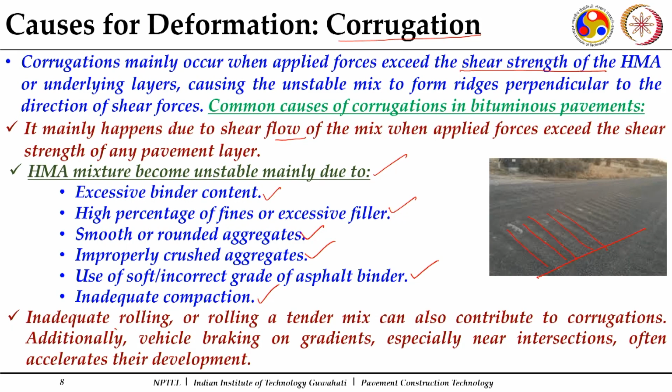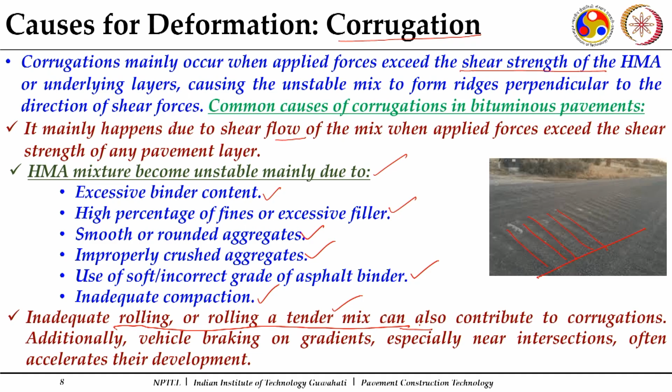Another concern may be inadequate rolling, or rolling a tender mix. Specifically, when rolling is not there, densification is not there. A tender mix is usually a mix which is difficult to compact, which flows when you are compacting it at higher temperatures, or when the wrong grade of binder is used. These mixes are tender and difficult to compact. So they can contribute to these kinds of ridge-like structures, and this can even happen at lower layers during the construction itself.